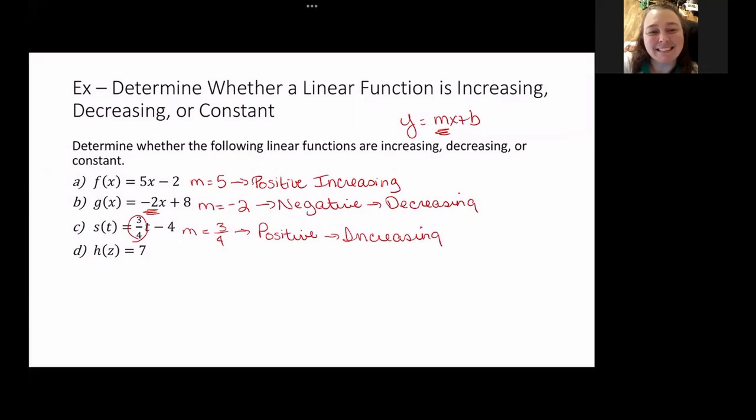Okay. Now, if I look at part D here, this is actually the same as saying 0x plus 7. So my m here is actually 0. Because it is equal to 0, it is going to be constant. So when you're looking at whether it's increasing, decreasing, or constant, remember, just look at the slope. You don't care about anything else. Just ignore the other numbers. All you need to know is the slope.